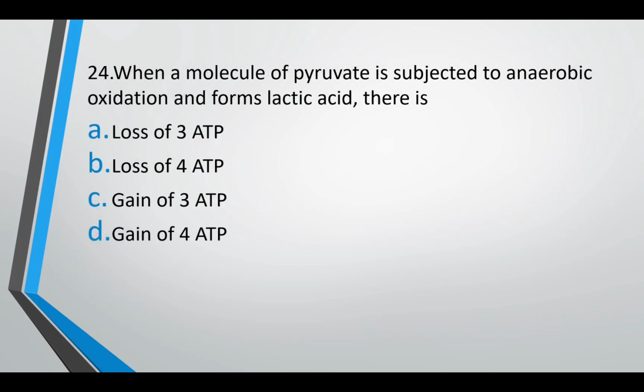When a molecule of pyruvate is subjected to anaerobic oxidation and forms lactic acid, there is option A, loss of 3 ATP, option B, loss of 4 ATP, option C, gain of 3 ATP, or option D, gain of 4 ATP. Correct answer is option A, loss of 3 ATP.